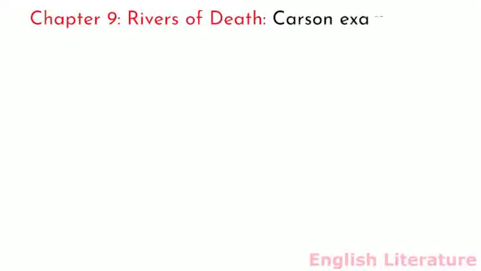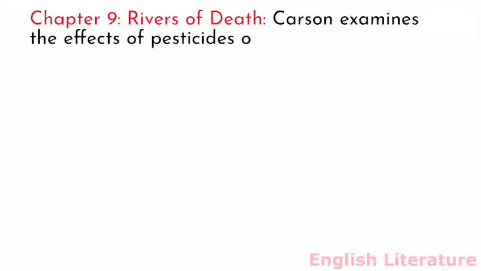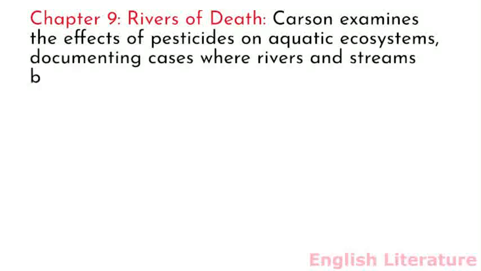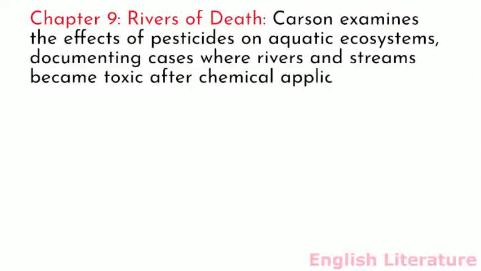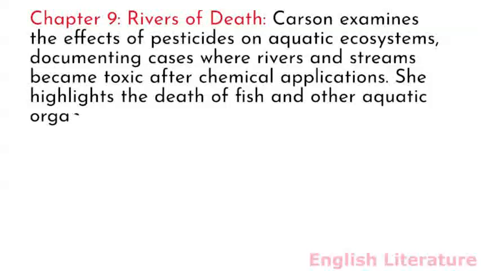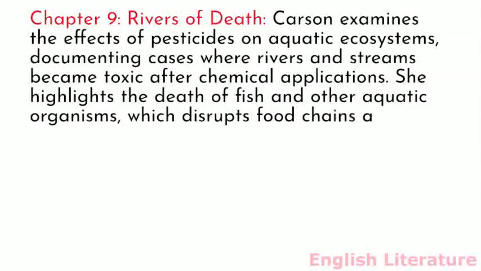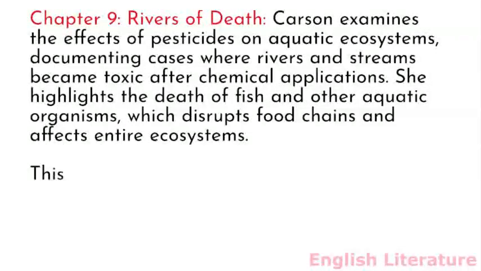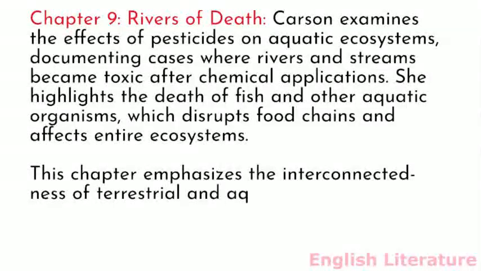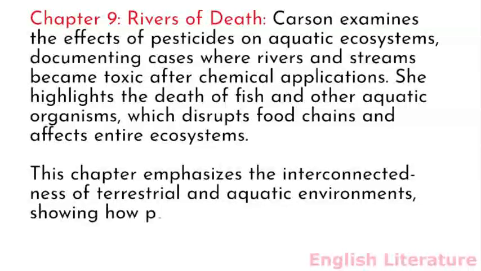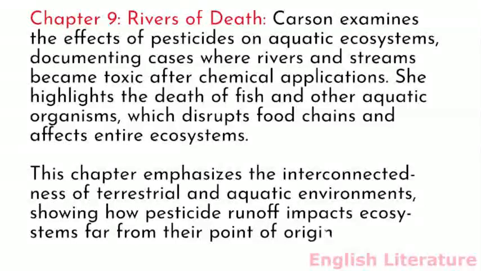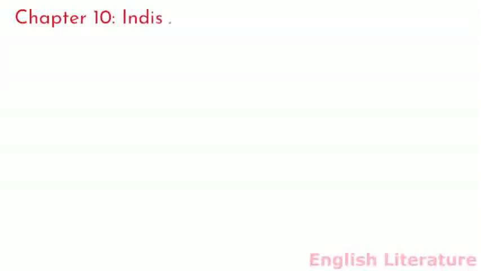Chapter 9. Rivers of Death. Carson examines the effects of pesticides on aquatic ecosystems, documenting cases where rivers and streams became toxic after chemical applications. She highlights the death of fish and other aquatic organisms, which disrupts food chains and affects entire ecosystems. This chapter emphasizes the interconnectedness of terrestrial and aquatic environments, showing how pesticide runoff impacts ecosystems far from their point of origin.